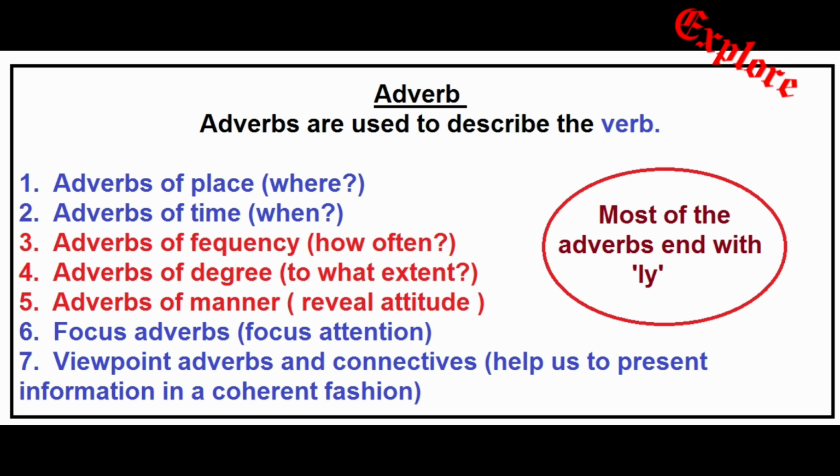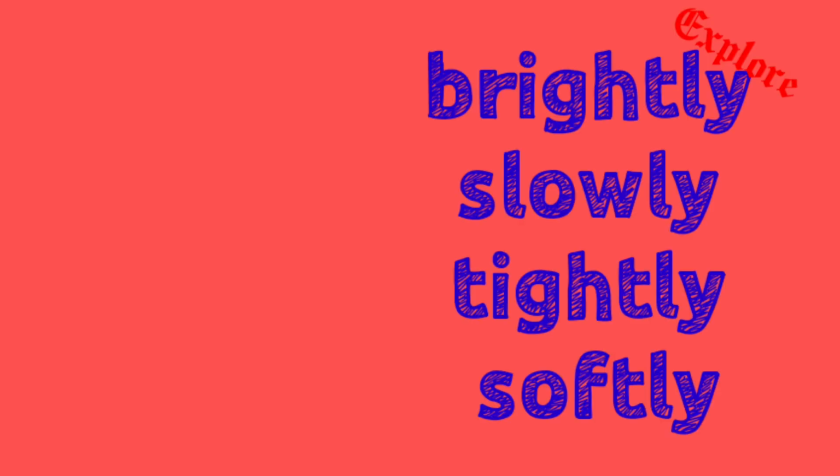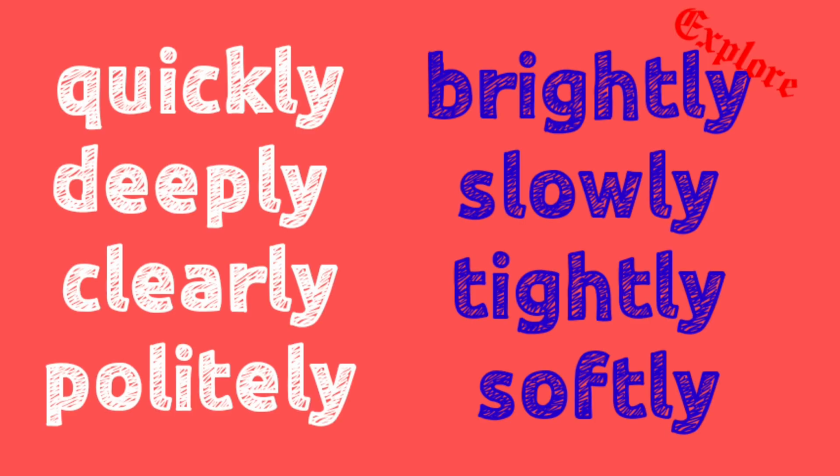In the sense, when we use adverbs, we can enhance the situation. When we explain something to somebody, we can use these adverbs and enhance the way of explanation. For example, quickly, deeply, clearly, politely, brightly, slowly, tightly, softly, and many more.